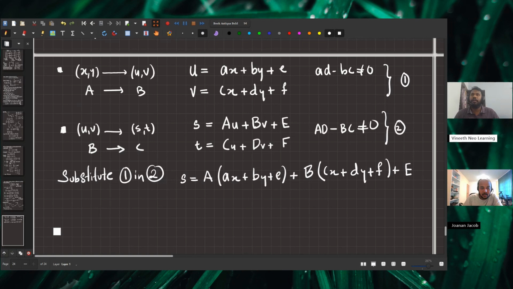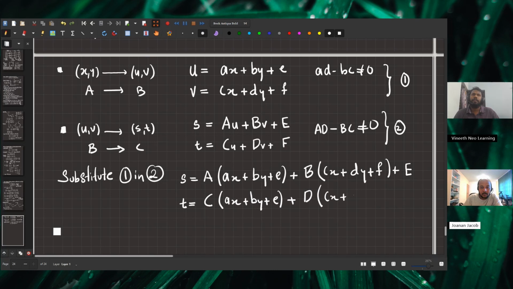And T becomes capital C times (AX plus BY plus E) plus capital D times (CX plus DY plus small f) plus capital F.